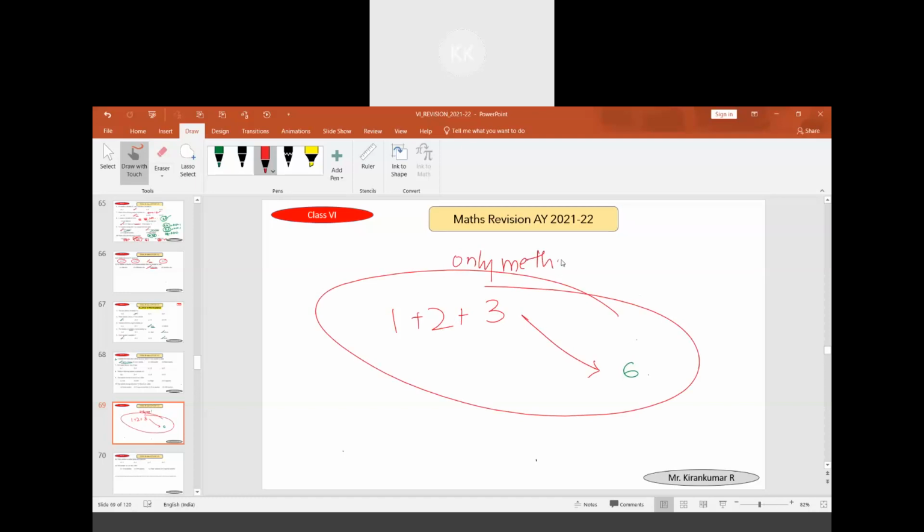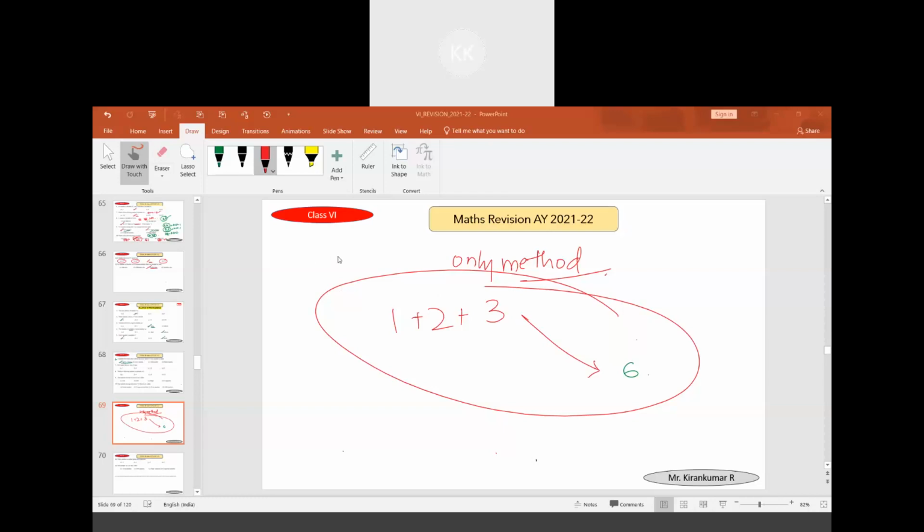Sir, the sum of the factors of a number must be equal to twice of it, then it will be a perfect number. Then we have to consider the number also as a factor, sir.